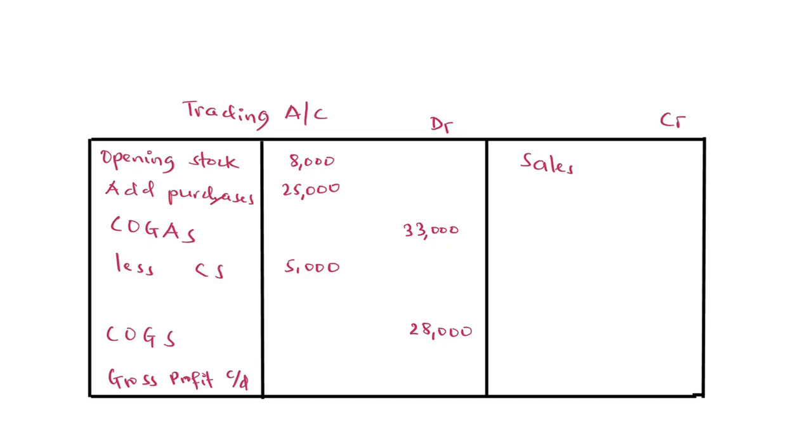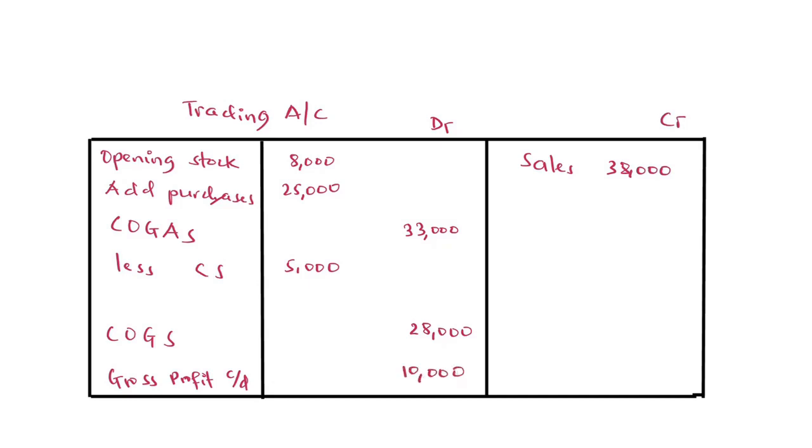On our credit column, we are having sales amount. The total is 38,000. Now we need to compare with the cost of goods sold, which equals to 28,000, in order to calculate the gross profit. The gross profit after calculating the values is going to be 10,000.